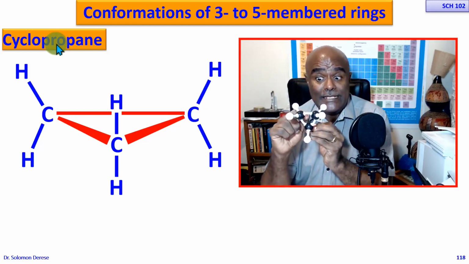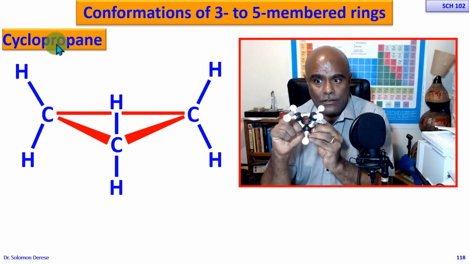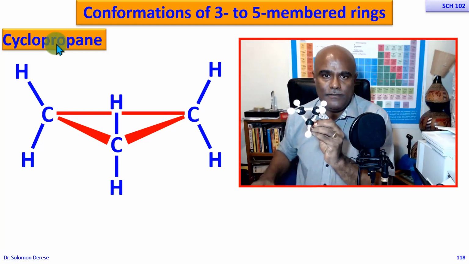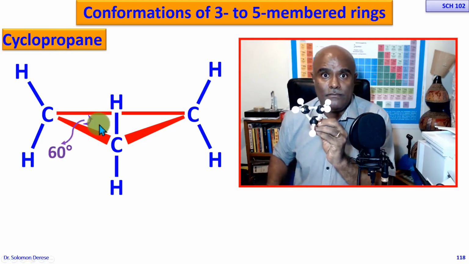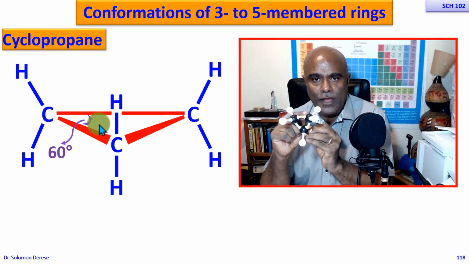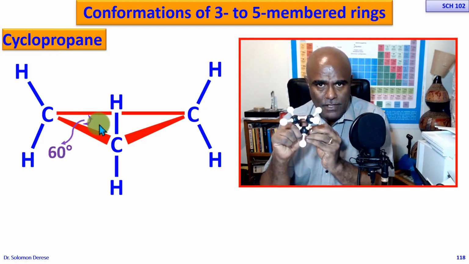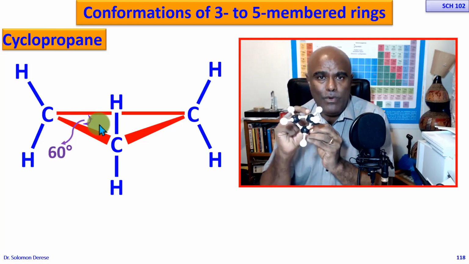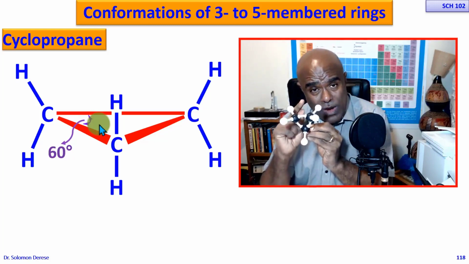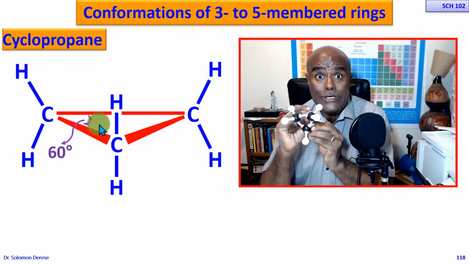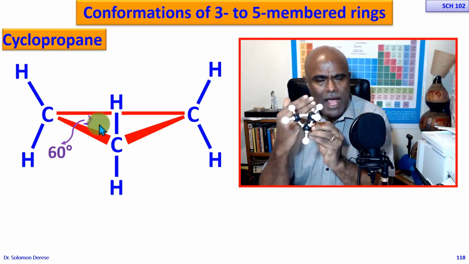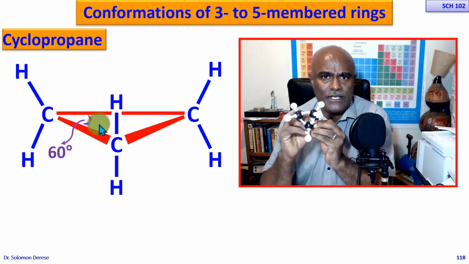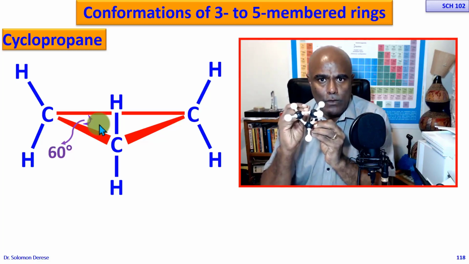And since it is like an equilateral triangle, the bond angle in here is 60 degrees. As an sp3 hybridized carbon, the bond angle should have been 109.5 degrees. It has been compressed from 109.5 degrees to 60 degrees, by about 49.5 degrees. The bond angle is compressed.